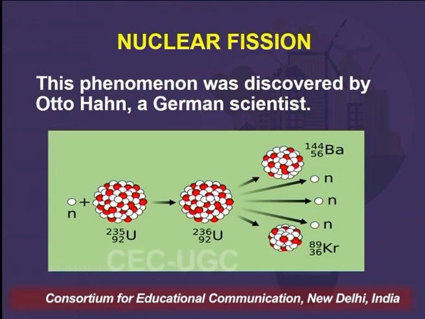Depicting a nuclear fission reaction, this phenomenon, which was discovered by Otto Hahn, a German scientist, is where a neutron strikes a radioactive uranium-235 unit, ultimately giving more radioactive uranium and finally giving many more neutrons and fission products, including krypton and barium. These are all radioactive fission products.